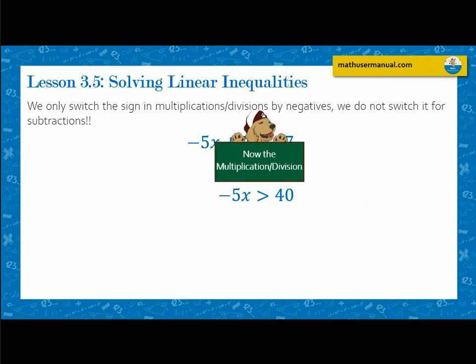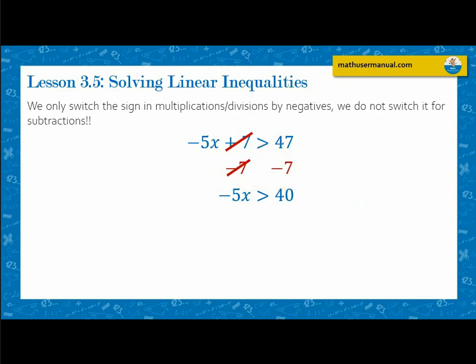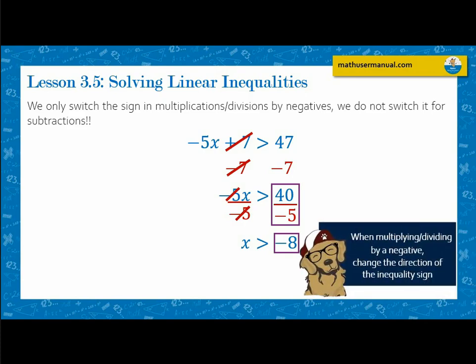And now we do the multiplication division, meaning we have a multiplication times negative 5. The inverse operation is dividing by a negative 5. The negative 5's cancel, but we also have to divide the right side. And 40 divided by negative 5 is equal to negative 8. This time we're dividing by negative 5. So since we are dividing by a negative 5, we have to change the direction of the inequality sign.